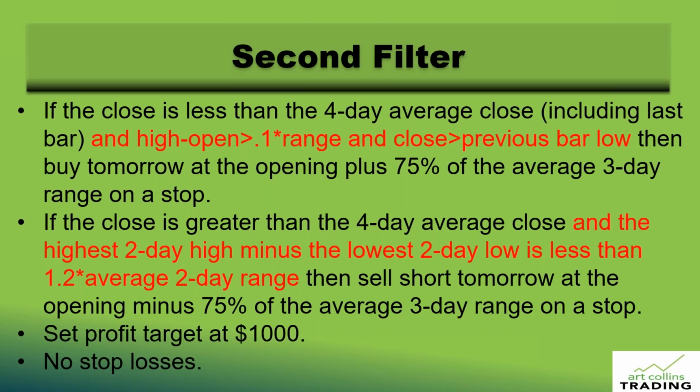So, we had one added filter in there. Let's add a second one, this time to the long side. It says that in order to take a long trade, the high minus the open has got to be greater than 10% of the range. This is a two-part qualifier. And the close has got to be greater than the previous bar low.